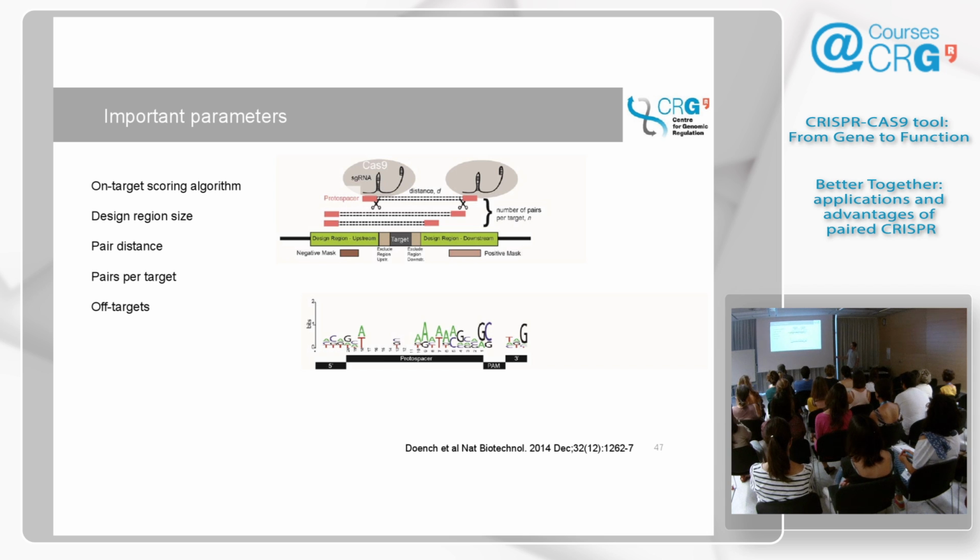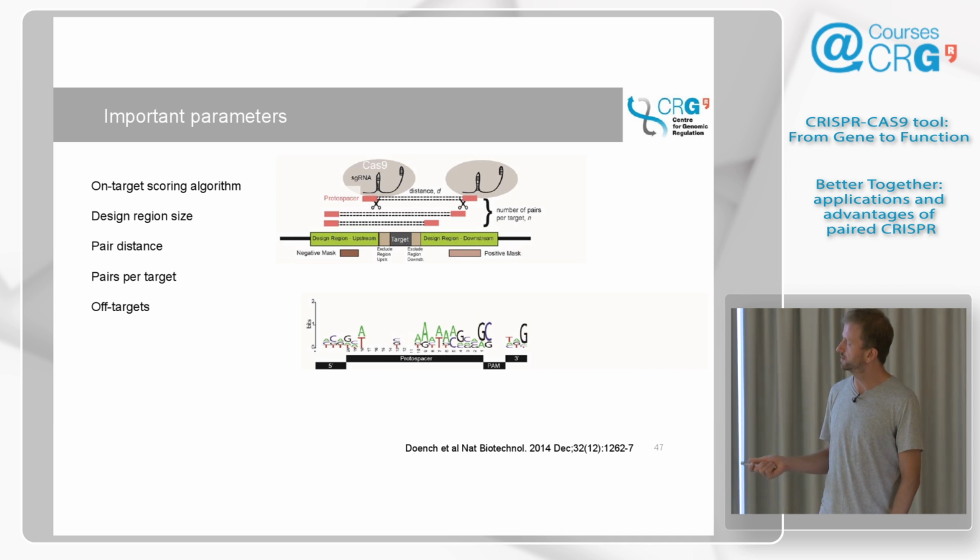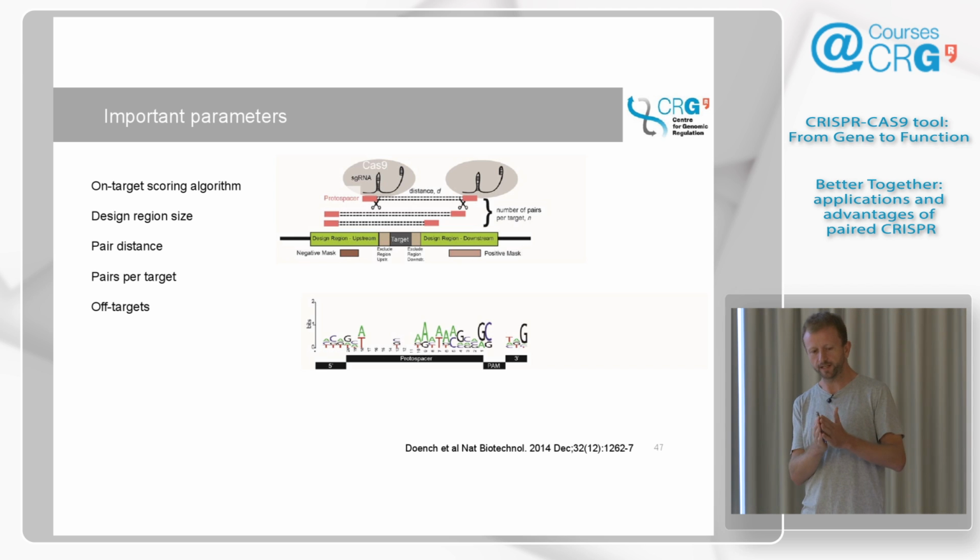I'll just quickly cover, I guess you know this already, but important aspects for these designs. There are several different scoring algorithms available now that will predict the efficiency of guides, and they're all kind of competing and they all disagree to some extent on who's the best. A very important parameter is how much space you give the software to design your guides. It's kind of obvious. If you tell it to look in a window of 1 kilobase or 10 kilobases, it has much more chance of finding you a good guide RNA in 10 kilobases.